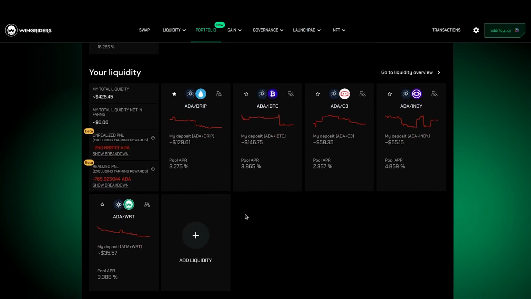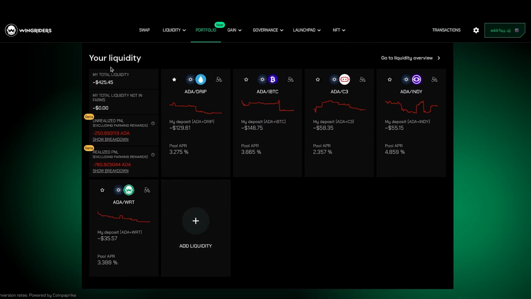The last section on the dashboard shows your liquidity positions, total liquidity, liquidity not used in farms, and details both unrealized and realized profit and loss. Each card represents a single liquidity position where you can see a chart for pool TVL history in the last 7 days, your deposit in the liquidity pool, and the pool APR.